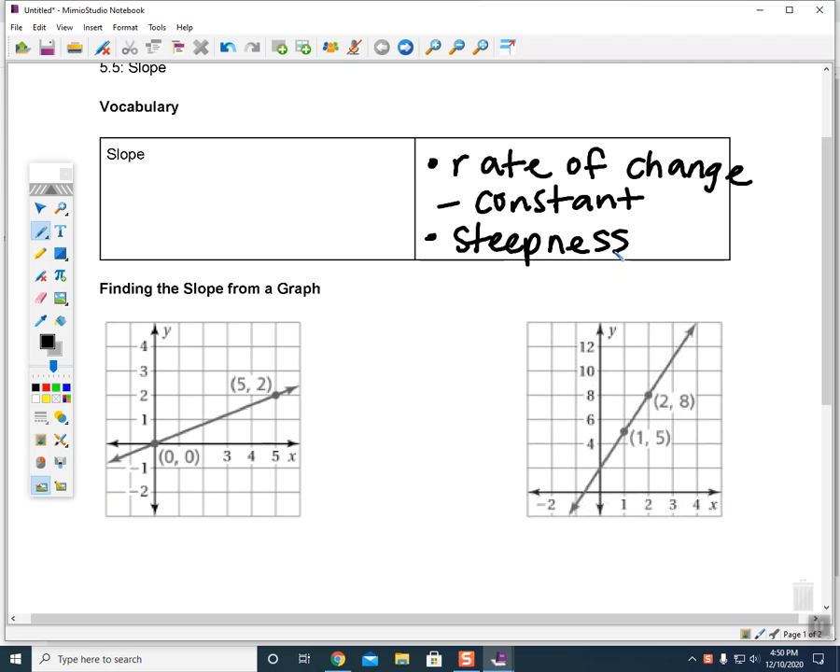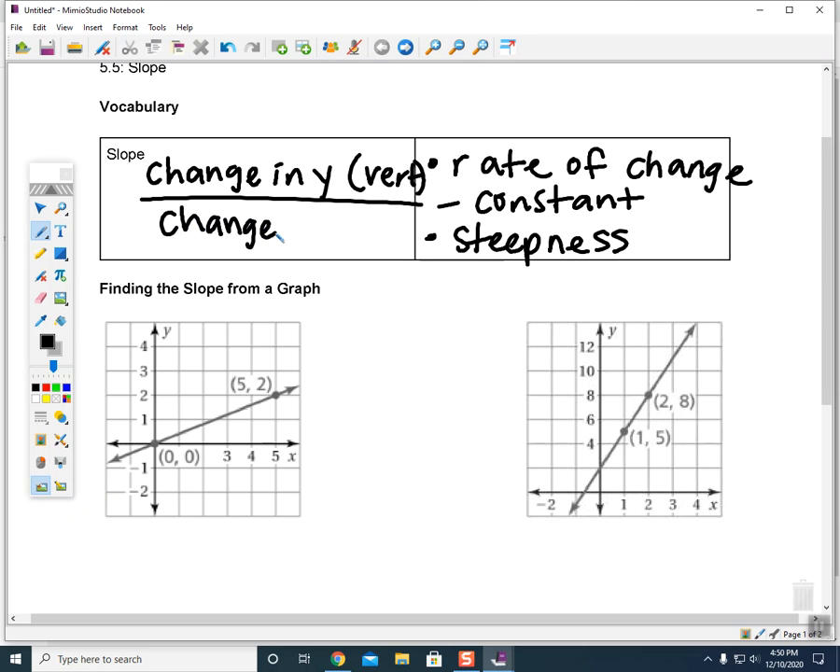The way we figure out slope is it's always the change in our y values. Let me give myself some more room here. So it's change in y, which is vertical, divided by our change in x, which is horizontal.